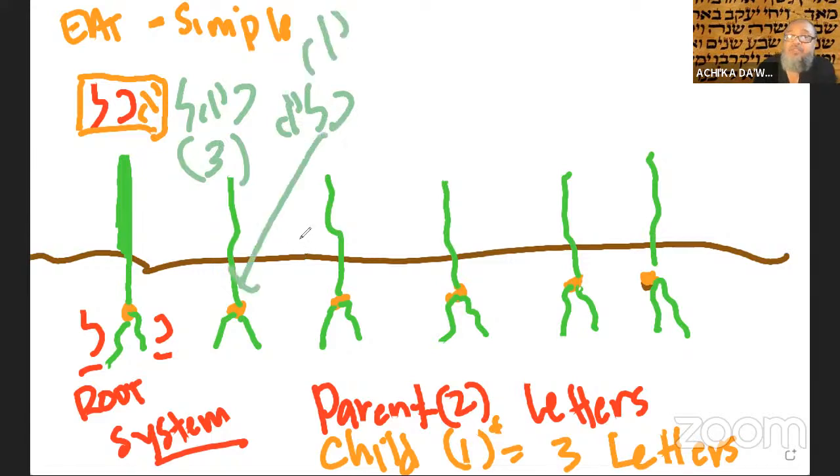Now let's do the next 3 over here. Let's change this and just put a bet and a noon. A bet and a noon is the parents. That's just a root. A bet and a noon.